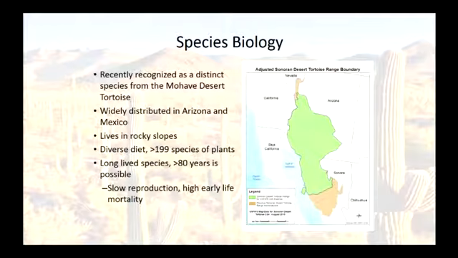So here's a picture of its range. It's here in western central Arizona, all the way down into Mexico in the Sinaloa province. The species was recently recognized as a distinct species from the Mojave Desert tortoise. And the Mojave Desert tortoise itself is already listed. So genetic work, I believe it was in 2007, showed that the Sonoran Desert tortoise is actually a different species, and so therefore that portion of the range was no longer listed.